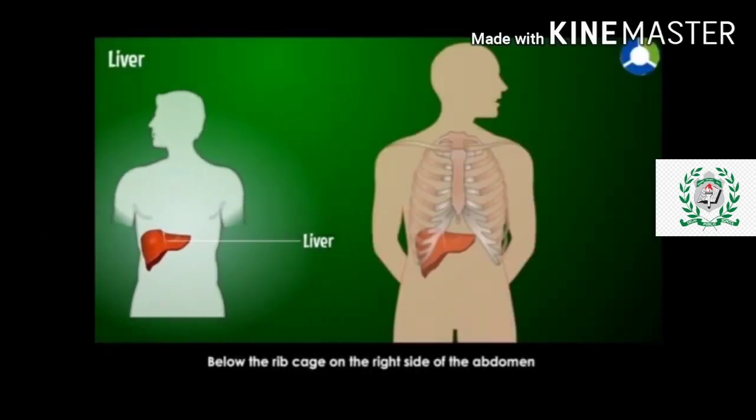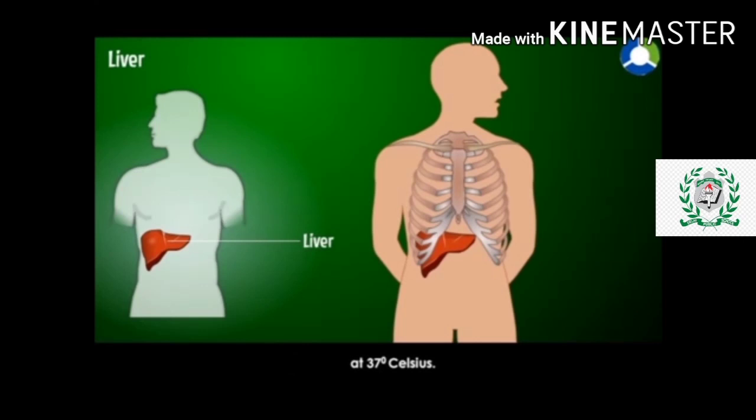Liver. Below the rib cage on the right side of the abdomen lies a dark red organ called the liver. It is the largest internal organ of our body. The liver is called the factory of our body as it plays a very important role in most of the activities to keep the body healthy. The liver helps in the digestion of food. It makes bile, which helps in digestion. It helps to keep our body temperature constant at 37 degrees Celsius.